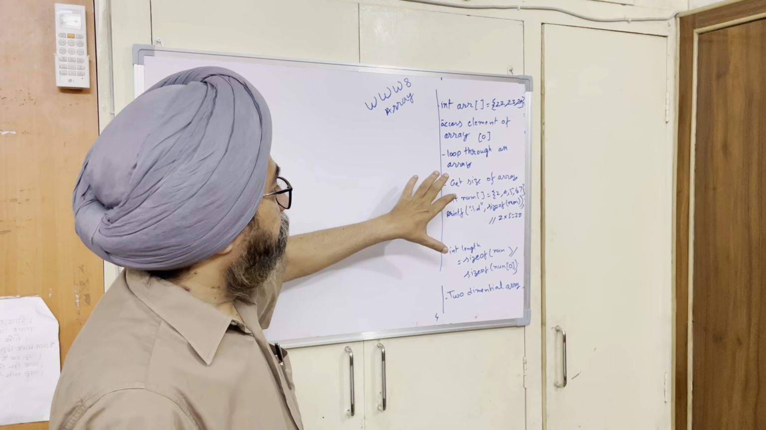So what happens when we make the elements in such a way that they are adjacent variables? The computer can easily access these variables. That is why we use the concept of array.